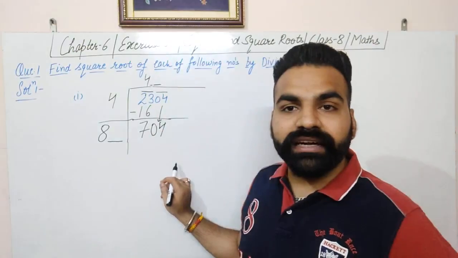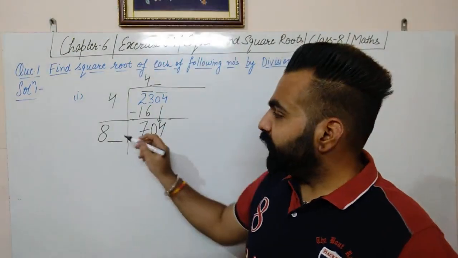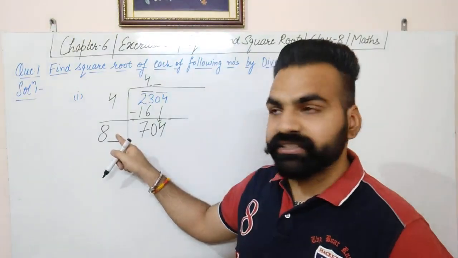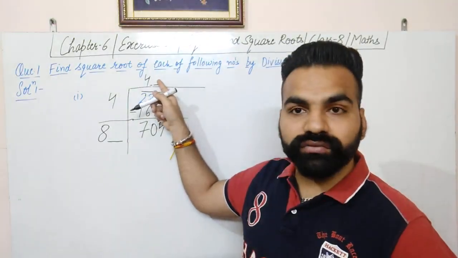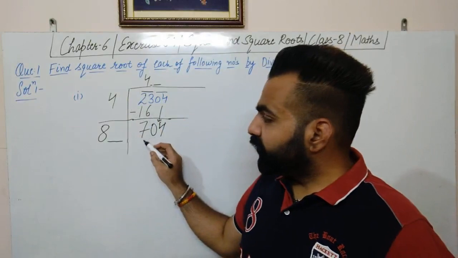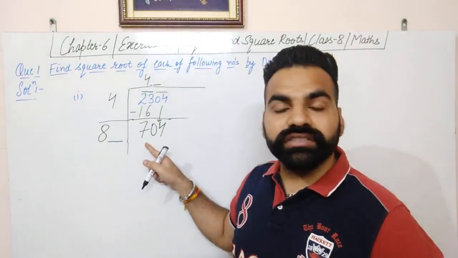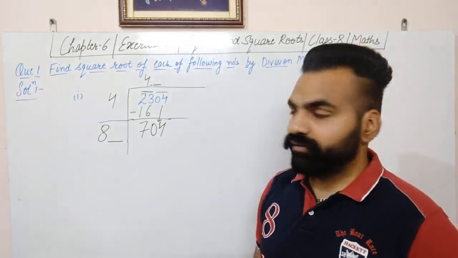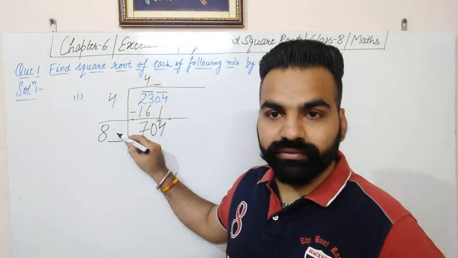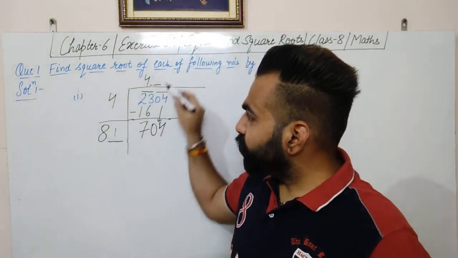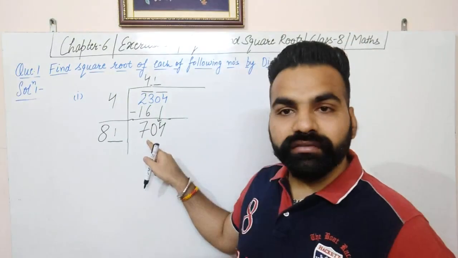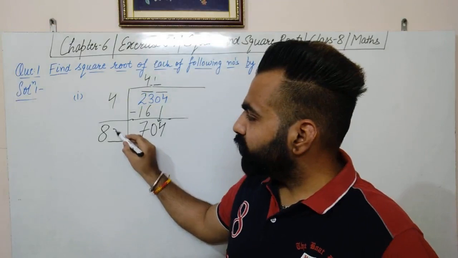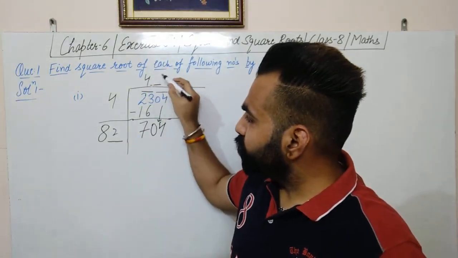So we have to select a number in such a way that the product of this number along with the second digit should be either less than 704 or equal to 704. So if we take 1 here, for example, 81 into 1 is 81, which is less than 704. If we take 2 here, then we have to take 2 here also.